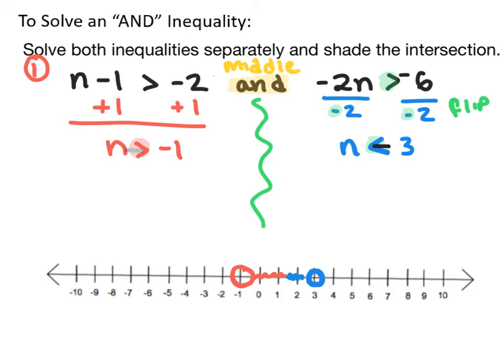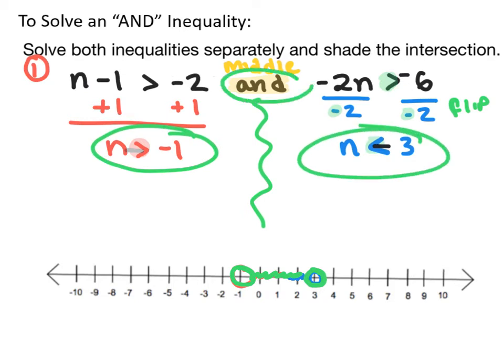Now we can see that these lines are going to intersect with each other, so our final inequality is going to be the two open circles with the middle shaded. Now we can rewrite this using what I have from up here and knowing it's an and inequality, so your answer could be n is greater than -1 and n is less than 3. And you can also rewrite it if you would like as -1 is less than n is less than 3.